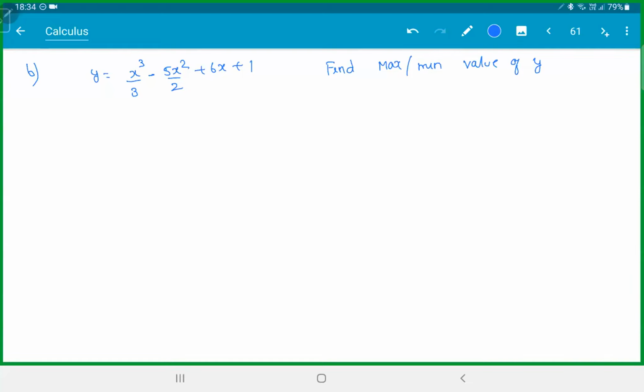Try this. 2 and 12. Okay. Find the maximum and the minimum value of Y. 2 and 12, they look such good numbers, right?